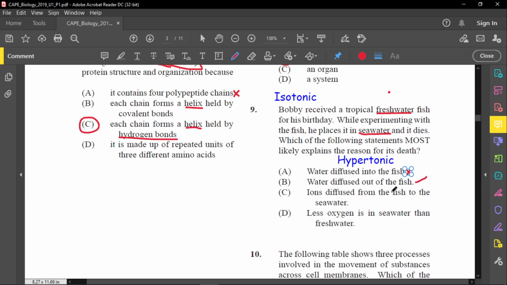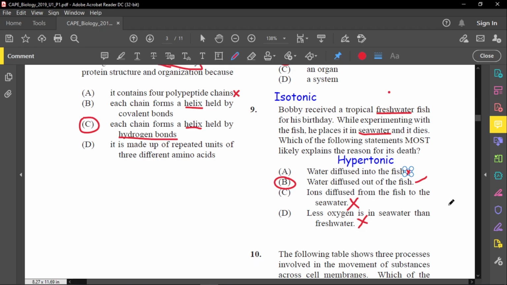Let's see if there are any other options that are even better than this. It's ions diffuse from the fish to the seawater. Not true, because the ions will not move. Water moves through osmosis. Less oxygen in seawater than freshwater. No, absolutely not. All right. So option B will be the best answer right here. Water will leave the fish. So the fish will lose a lot of water, and the cells will be flaccid.